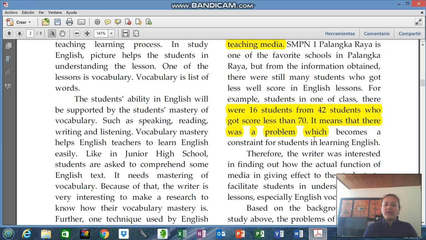So right there, they're trying to find the problem. Why are students less capable than others? Yes, what is going on? What happened? What is the class about?